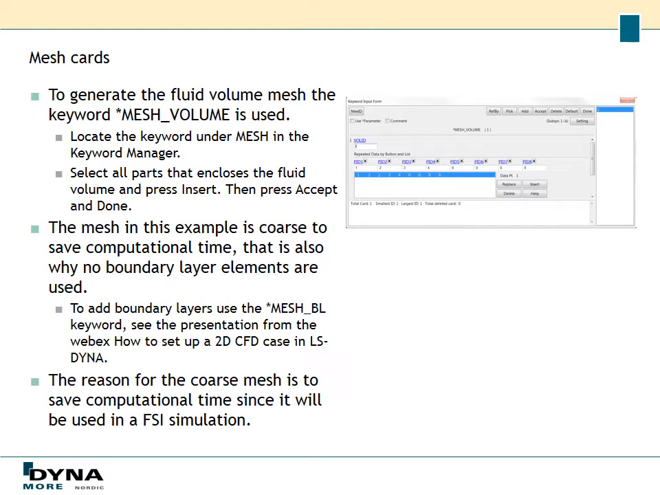And to generate the fluid volume mesh, the keyword mesh volume has to be defined. And this keyword tells the solver where to create the fluid volume mesh. And in our case, we're going to use all the parts, so part 1, 2, 3, 4, and 5. And then press insert. And if you have more than 8 parts, define your first 8 parts and then continue with the rest and press insert. So this keyword supports more than one row.